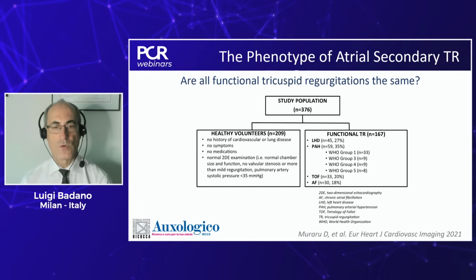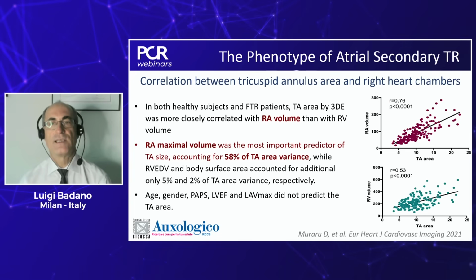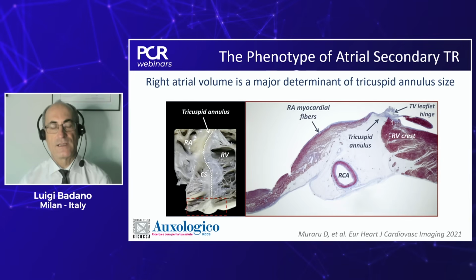Well, this concept was challenged a few years ago by a study by Denisa Muraru and others that looked at a very large study population, including healthy volunteers and different etiologies of secondary TR: left heart diseases, pulmonary arterial hypertension, severe tricuspid regurgitation in patients operated after tetralogy of Fallot, and patients with atrial fibrillation. In this study it was documented that in both healthy subjects and in patients with secondary tricuspid regurgitation, the relationship between the size of the tricuspid annulus and the right atrial volume was much closer, and significantly closer, than the one between the tricuspid annulus and the right ventricular volume. And this was the start of different studies.